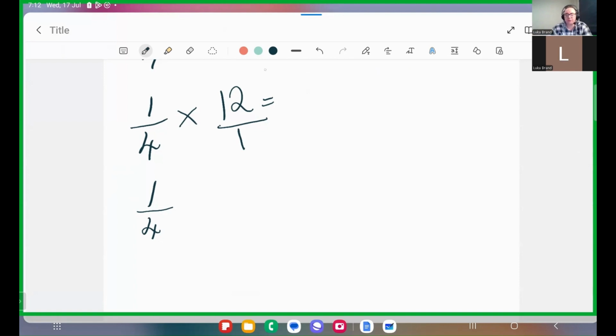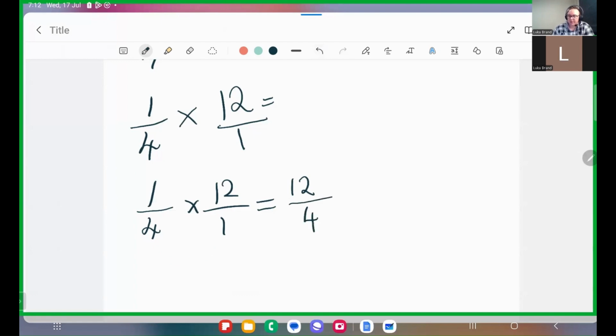If I've got 12 balls, sorry, let me try that again. I've got 12 balls all in one pile. That gives me 12. So when I'm multiplying, I multiply the numerators and multiply the denominators. So these are our numerators: 1 times 12 is 12. These are our denominators: 4 times 1 is 4.